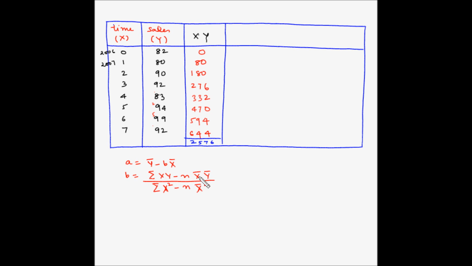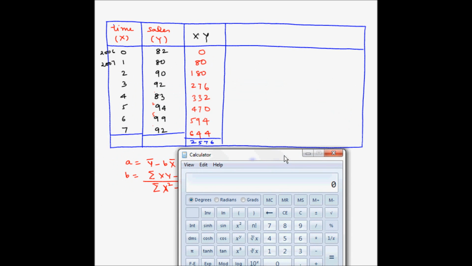Now we have to find x bar and y bar. So x bar is equal to sigma x divided by n, and y bar is equal to sigma y divided by n. So let's find out sigma x and sigma y, which is nothing but the total of these two. So let me pull my calculator. 1 plus 2 plus 3 plus 4 plus 5 plus 6 plus 7, 28. So this is 28. Next let's find sigma y.